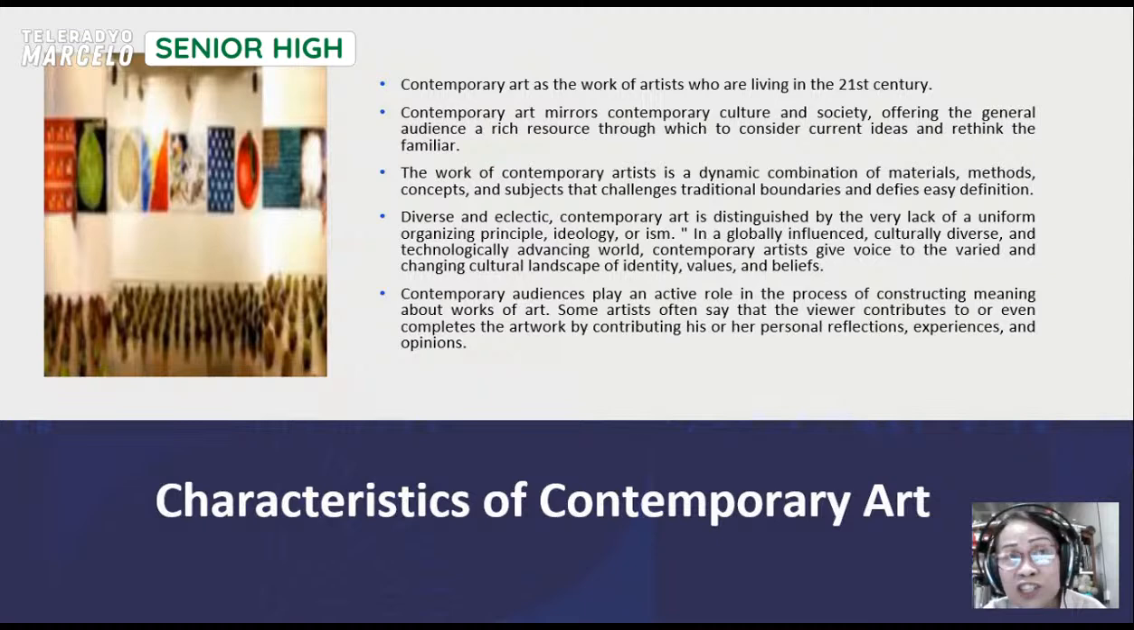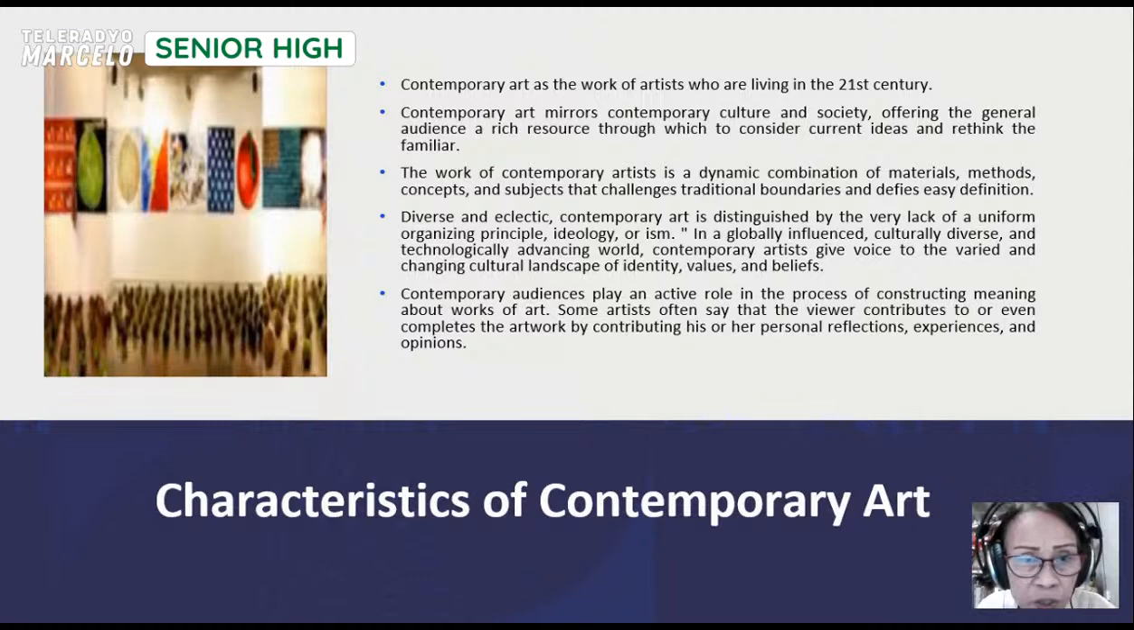idea, ideology, or the ism na yan. Maraming ism, ano? So, impressionism, idealism, expressionism, okay? In a globally influenced, culturally diverse, and technology advancing world, contemporary artists give voice to the varied and challenging cultural landscape or identity of our values and beliefs.